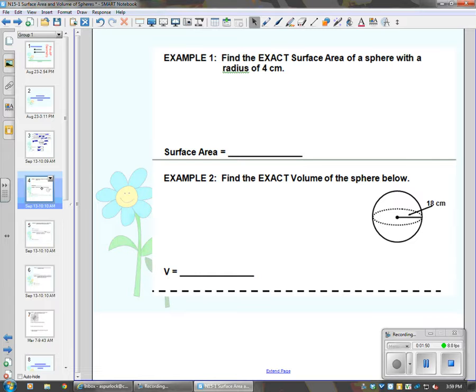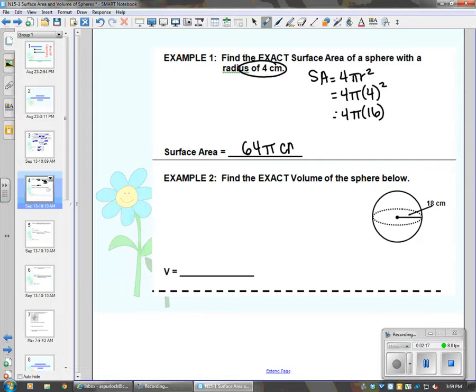In example 1, we're asked to find the exact surface area of a sphere with a radius of 4. The formula for surface area once again is 4 pi r squared. The radius is already given to us, it's 4. So we have 4 pi times 4 squared. 4 pi times 16 gives us 64 pi. And we do have units, so make sure you put those on there: centimeters squared.